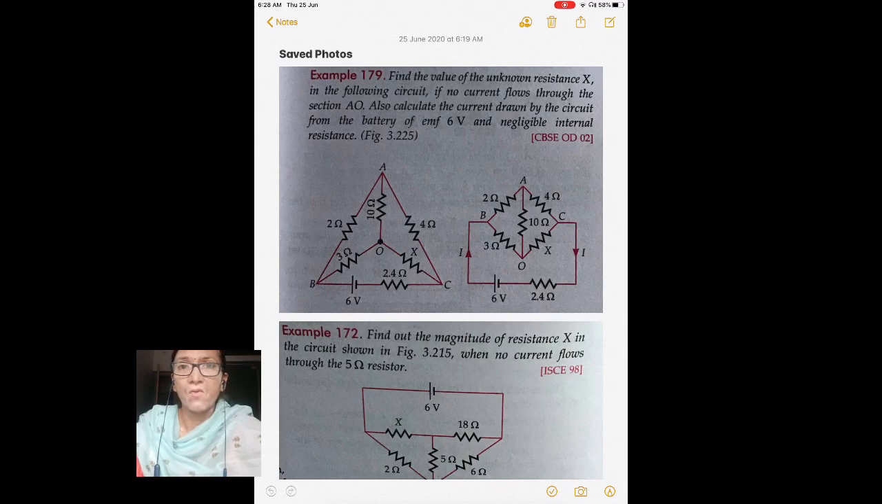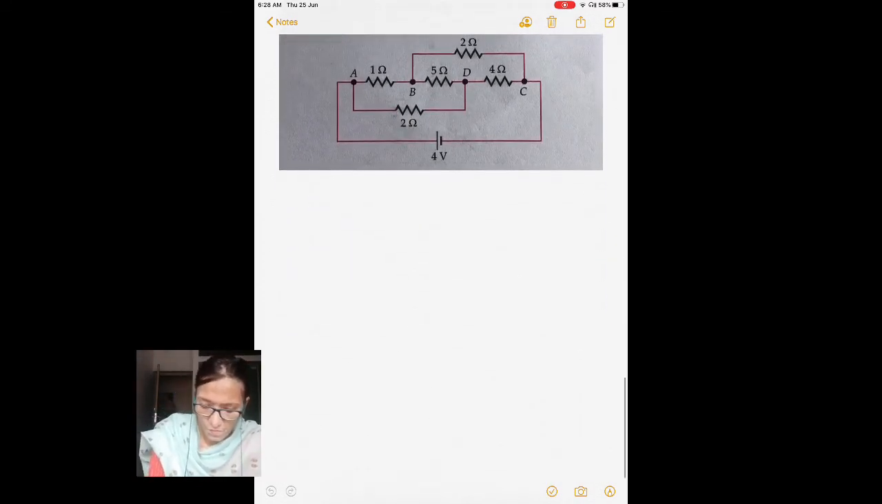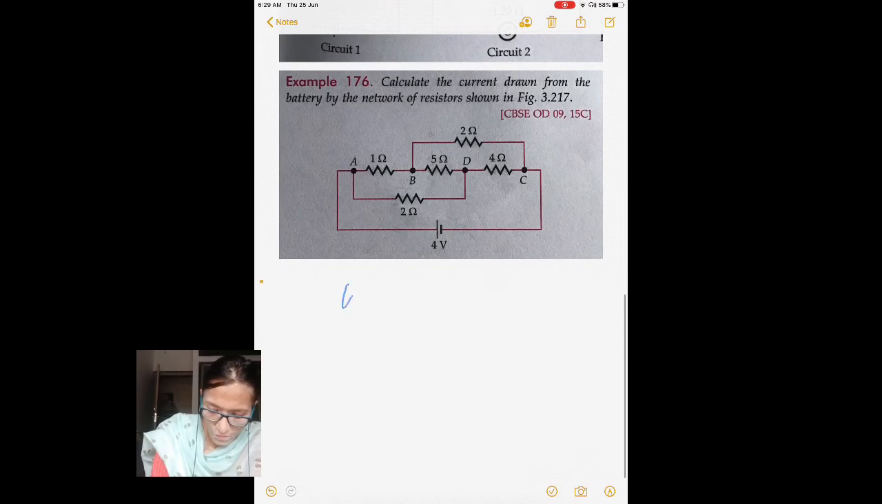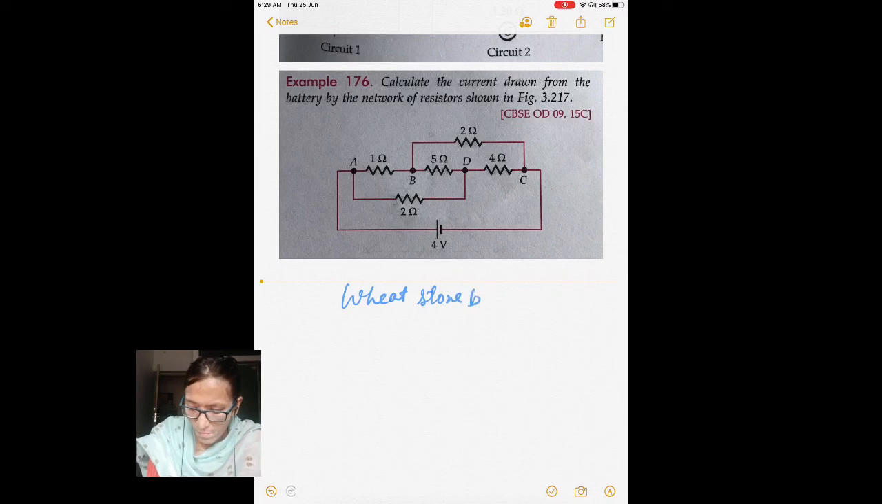Today we will learn Wheatstone bridge. It is one of the applications of Kirchhoff's loop law. Wheatstone bridge simplifies the solution of a complicated circuit. So let me today start Wheatstone bridge.